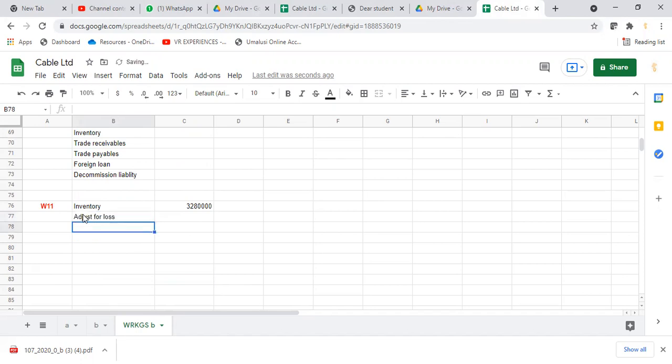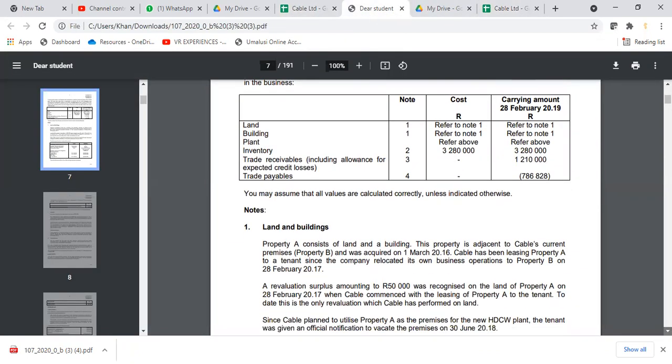So what is the loss? We are selling at 225 per meter for 1,000 meters. That's what we're making. But we are paying a cost of 250 rand per meter, and we have to buy 1,000 meters. So what is happening over here? This is the fiber optic cable, so it is inventory.